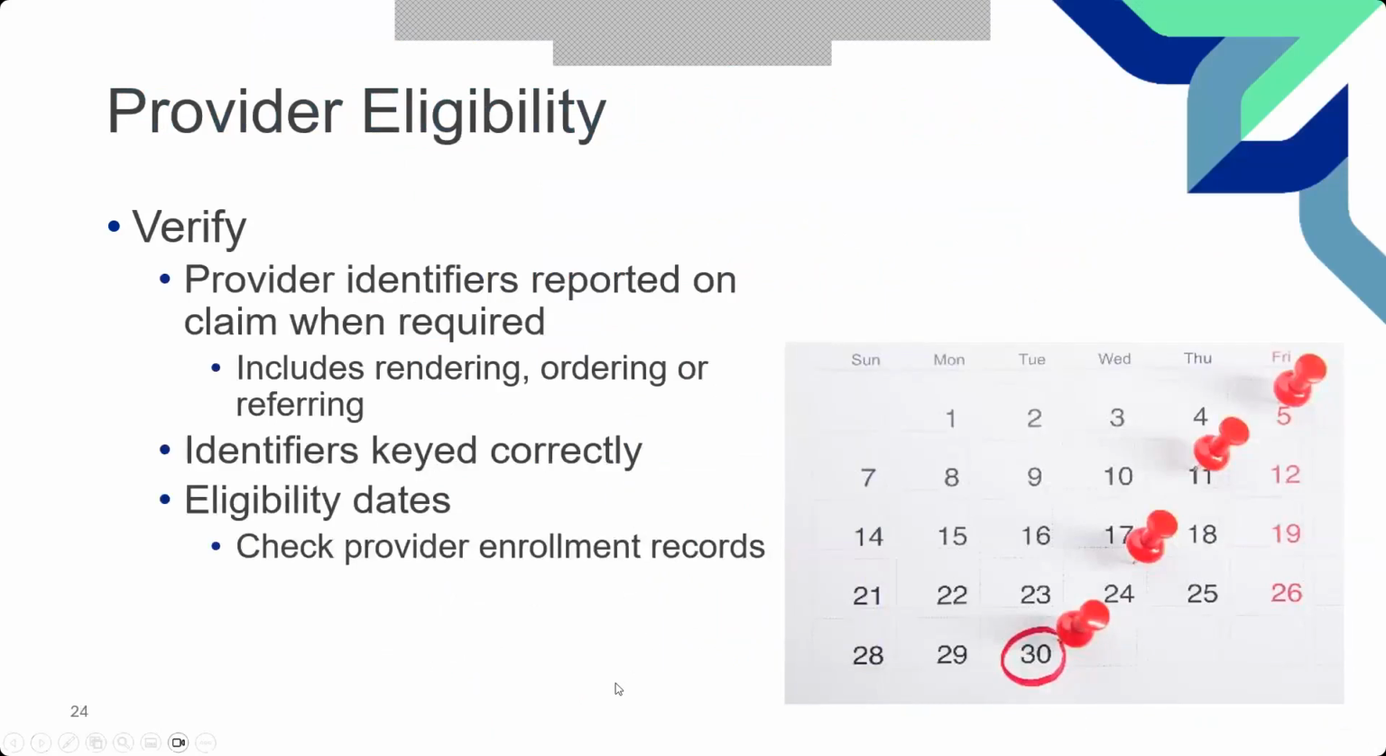Provider eligibility, for those errors specific to eligibility, you know, this claim is being denied because the provider wasn't eligible on this date of service. You know, go to provider enrollment and check. Make sure you're keying identifiers correctly on the claim form. Make certain you're entering the rendering provider, the ordering provider, the referring provider when you're required to do so. And check those eligibility dates in the provider's enrollment records and make certain that they're up to date and correct.